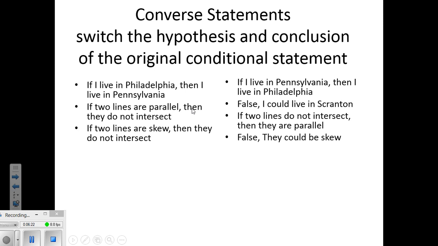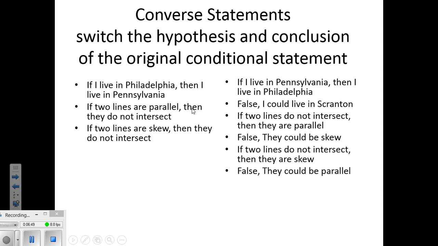Let's consider this example. If two lines are skew, then they do not intersect. That is true. Let's consider the converse. The converse would be, if two lines do not intersect, then they are skew. This is the converse because it does switch the if and the then. However, it is not true because the lines could in fact be parallel.